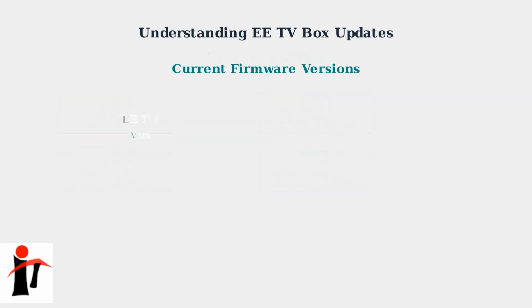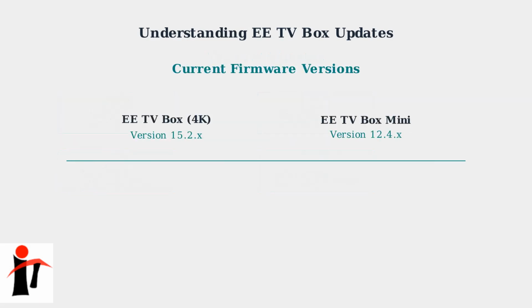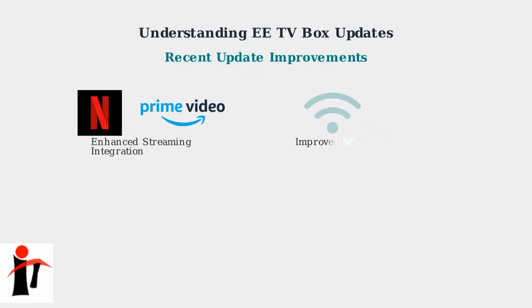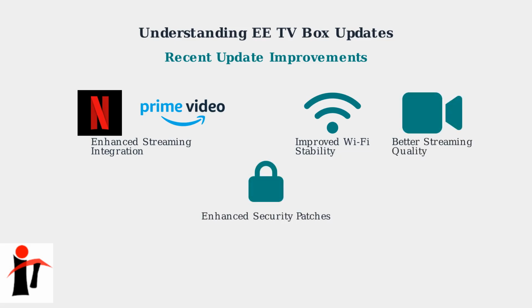As of 2025, EETV boxes run on different firmware versions depending on the model. The EETV Box 4K uses the 15.2.x firmware series, while the EETV Box Mini operates on the 12.4.x series. These version numbers help identify compatibility and available features. Recent firmware updates have brought significant improvements to EETV boxes. These include enhanced streaming quality optimization, better integration with Netflix and Prime Video, improved Wi-Fi connectivity stability, and comprehensive security patches to protect your viewing experience.